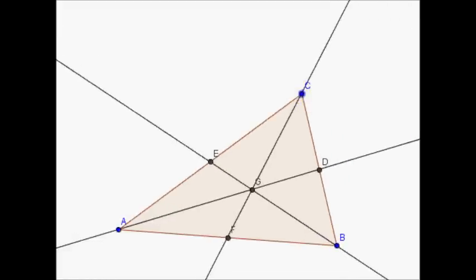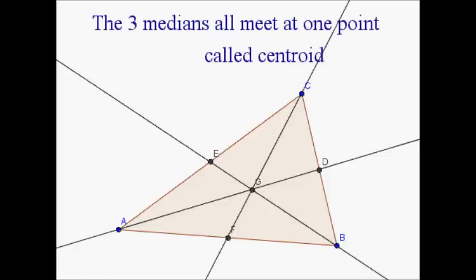Conclusion: in a triangle, the three medians all meet at one point called centroid.